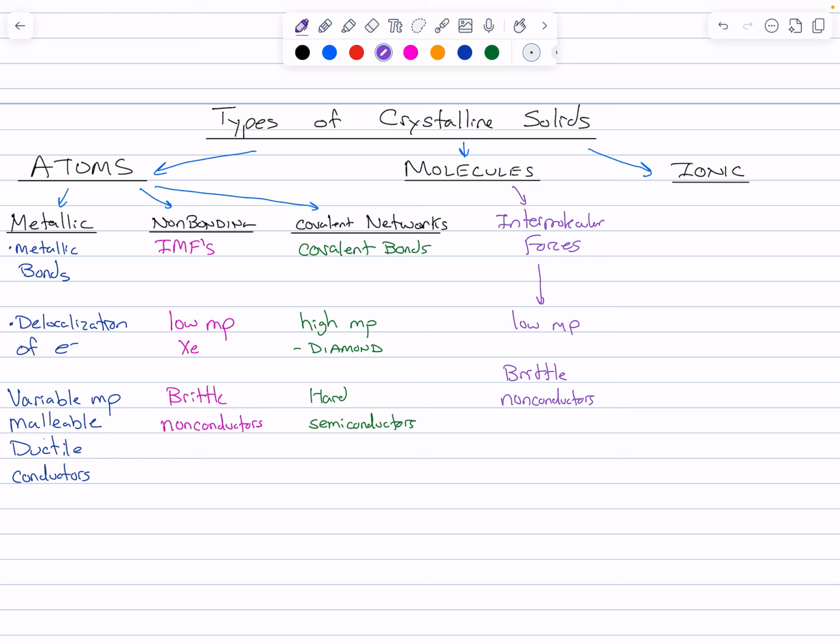Then we have ionic compounds. And ionic compounds are made out of ions. Charges hold them together, so we're going to put Coulombic forces down. They typically have high melting points. For example, NaCl, I have 801 degrees Celsius from one source as its melting point. They're brittle and hard, but they are conductors.